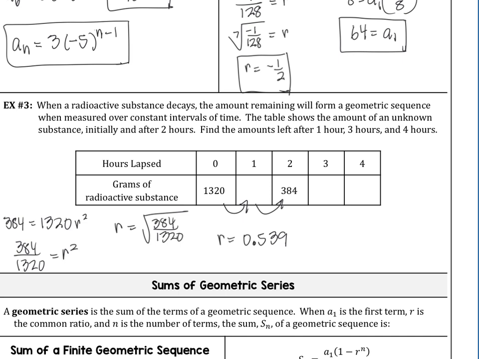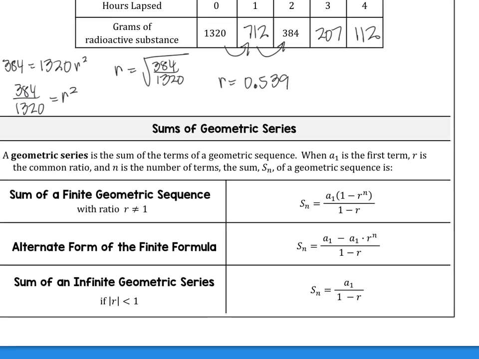0.539. So now I'm just going to plug it in and say 1320 times 0.539, and that gives me about 712. I'm just rounding that off. And then I can do the next thing too, 384 times 0.539. And I get about 207, and times 0.539 of that, it's about 112.